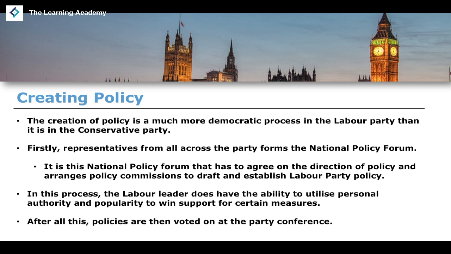And then once we have a draft idea of what policies are going to be included in the manifesto, policies are then voted on at the National Party Conference.